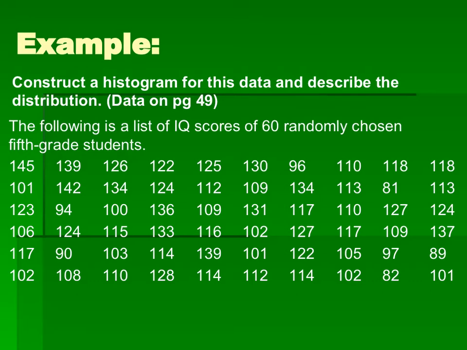Here is a set of data. This data is a list of IQ scores from 60 randomly chosen 5th graders. I'd like you to follow the prompts on that last slide, so you might need to rewind the video a little bit and try to use your calculator to construct a histogram. You also have this data set listed in your notes for ease of reading. Then what I want you to do is make sure it looks something like the next slide.